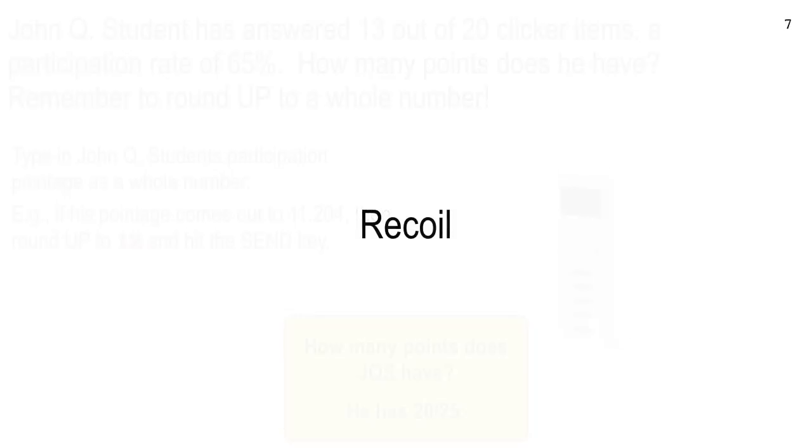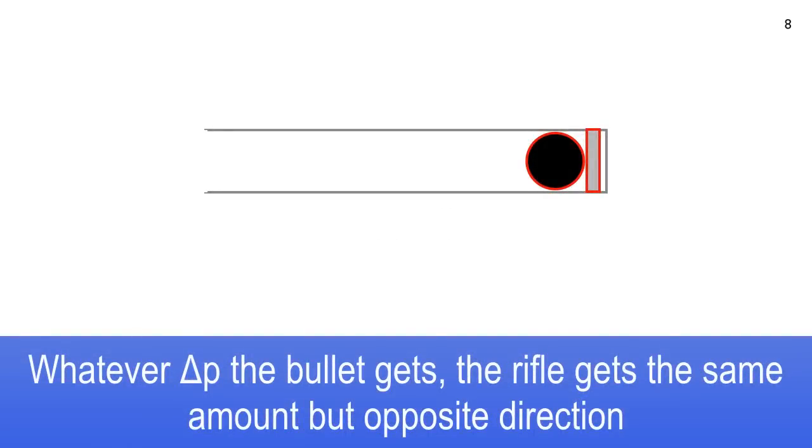Okay. Let's talk about the recoil problem in the homework. I had a couple students in both sections ask about it. The key concept is this: whatever the bullet gets, the rifle gets the same amount but in the opposite direction. So here's a little schematic drawing of a bullet in a gun. All right, that round black sphere is the bullet. And that little gray rectangle behind it is a little bit of gunpowder. And then the black rectangle that's open at one end, that's the gun barrel.